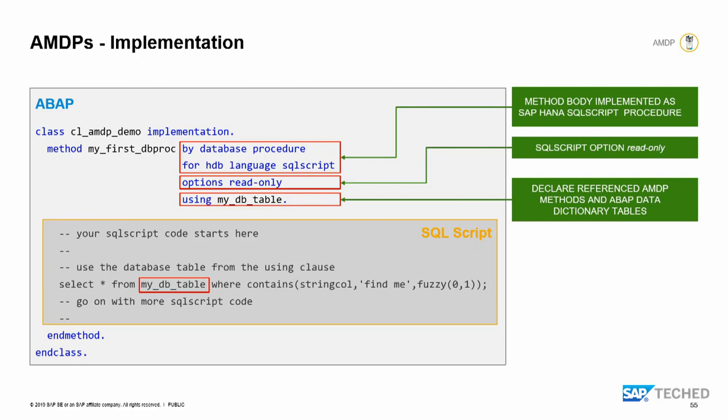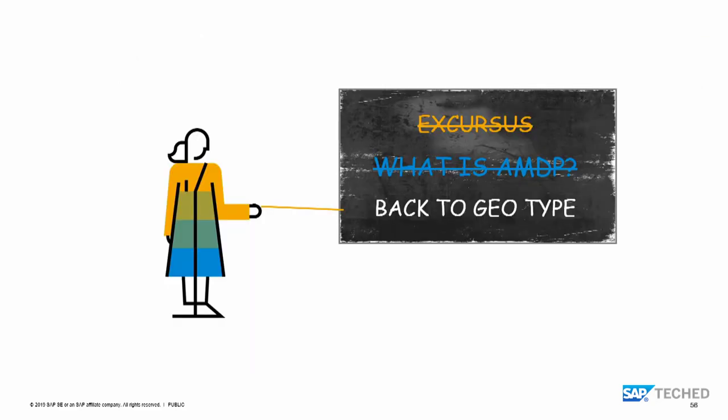And one characteristic: we must explicitly say which tables we would like to use. So here, we are just using one table. That's one AMDP. That's what an AMDP is.